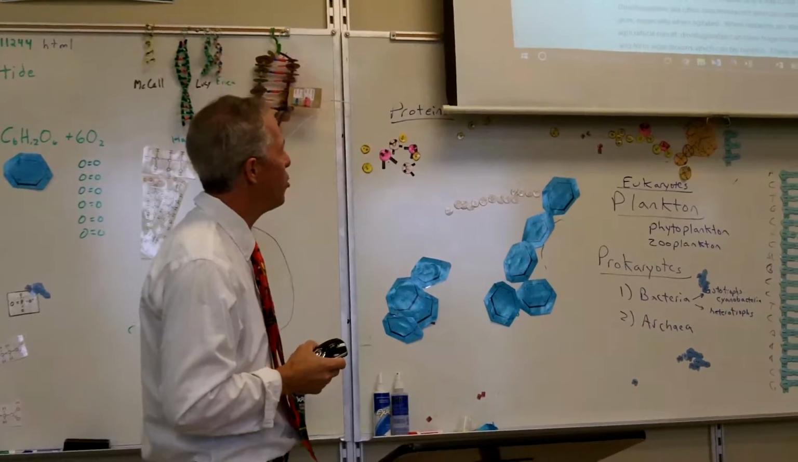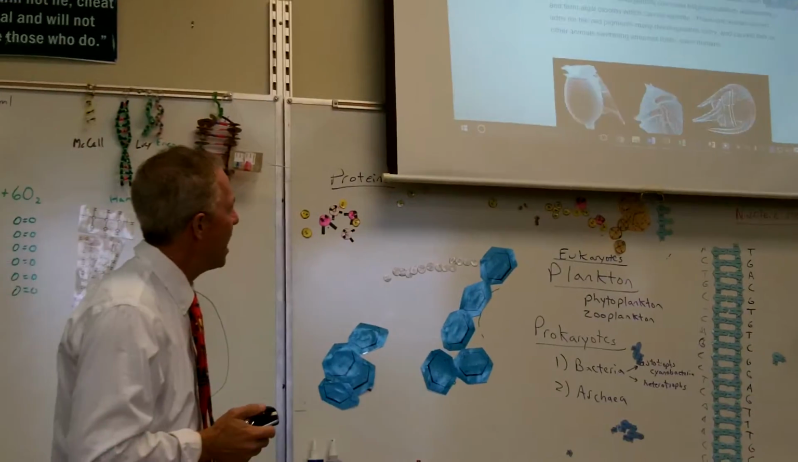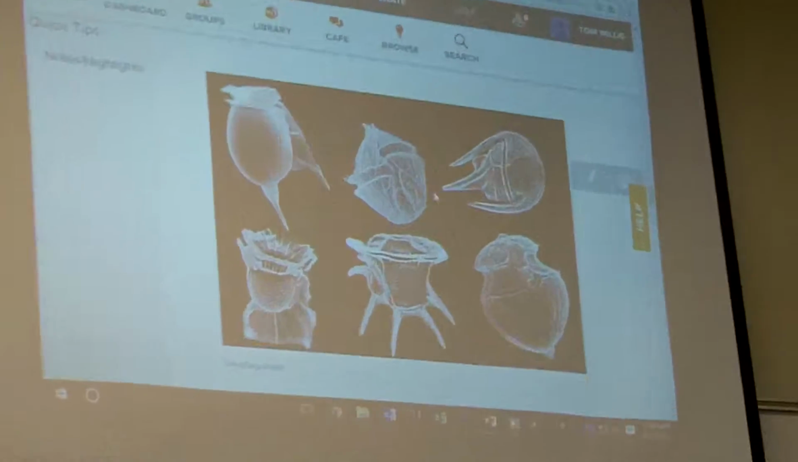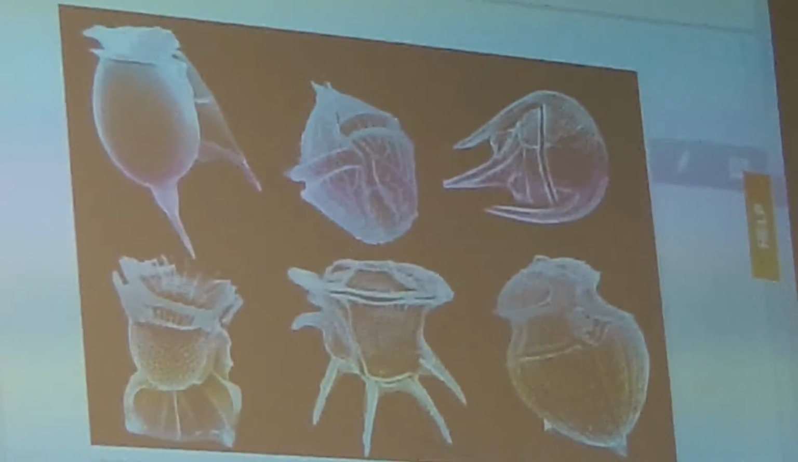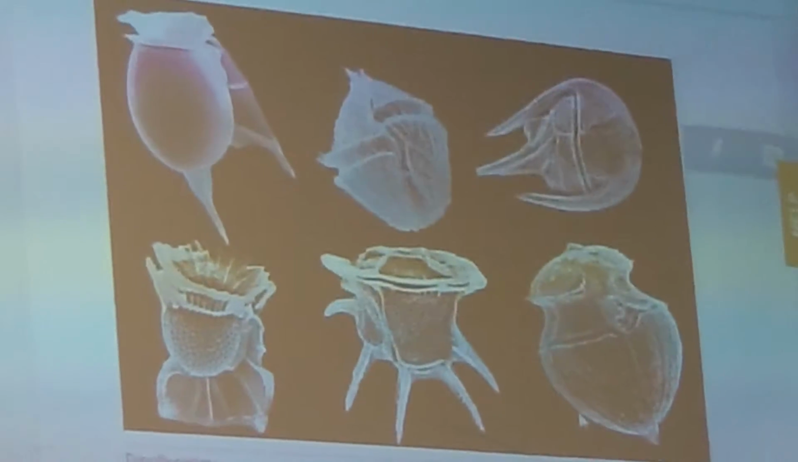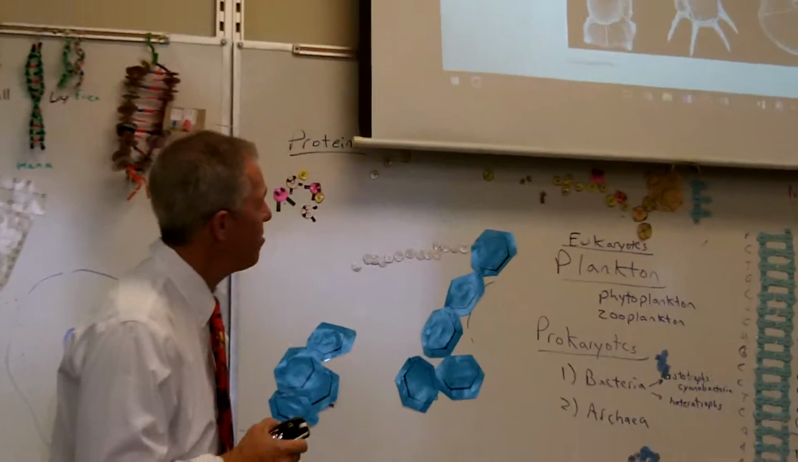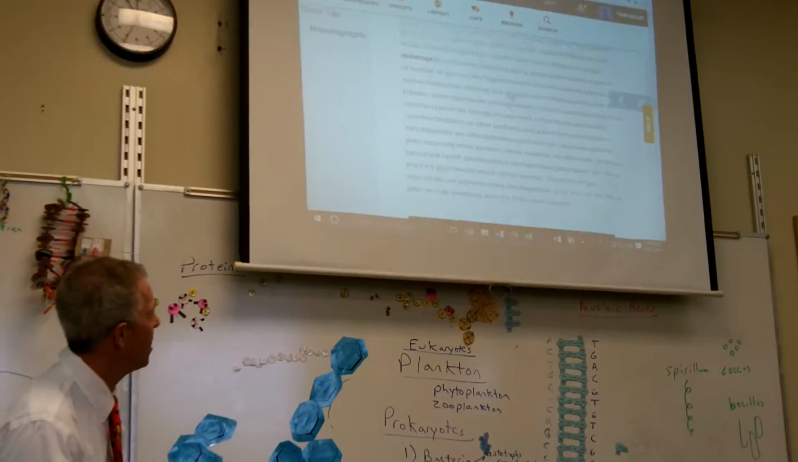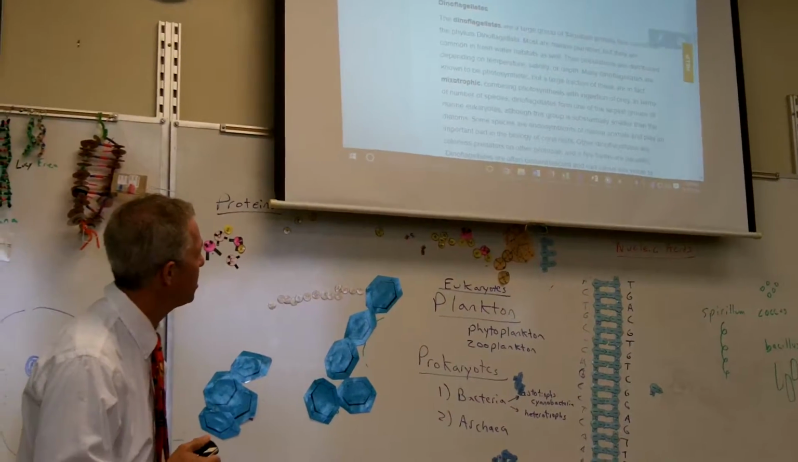Now, there's another group called dinoflagellates. And dinoflagellates look like this. They're also phytoplankton. They do photosynthesis. And they come in many types. They all have flagella. That's why they call them flagellates.